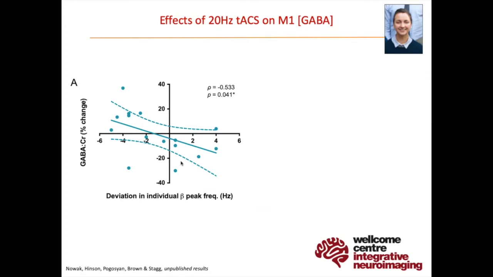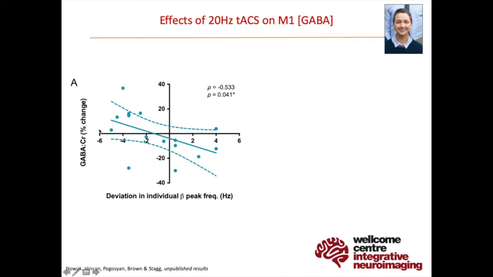If we imagine you've got ongoing activity at, say, 24 hertz, and we apply a 20 hertz stimulation to you, then your brain has to slow down your ongoing activity to match that 20 hertz frequency. And conversely, if it's a bit slower, then it has to speed it up. So if we look at the difference between what your frequency is naturally and 20 hertz and plot that in relation to how much your GABA changes, suddenly we start to see a relationship.